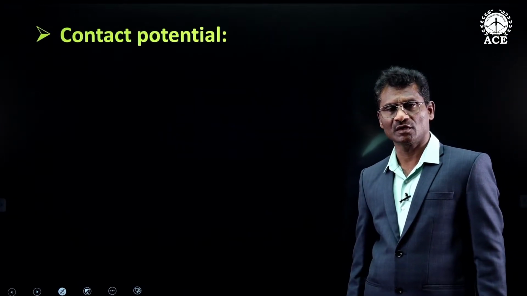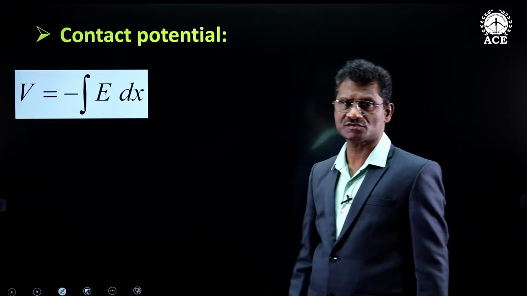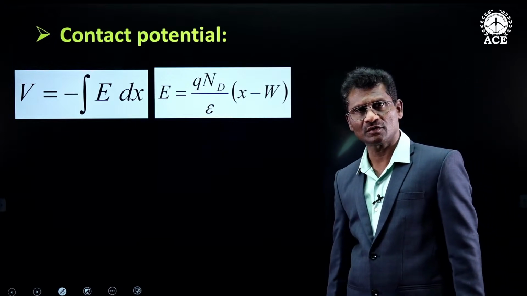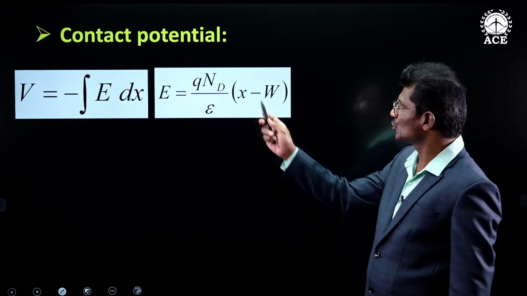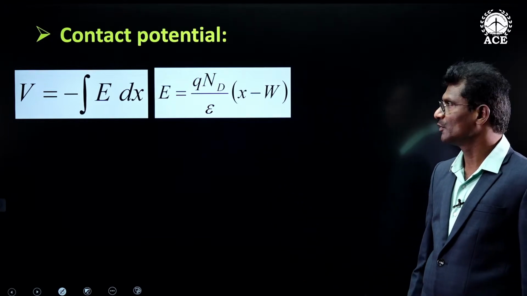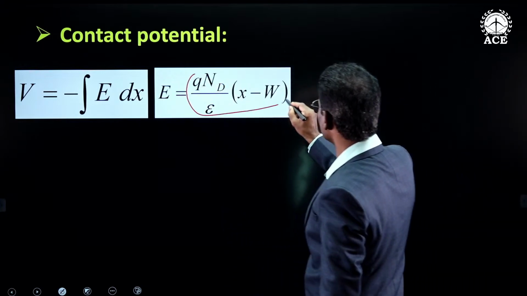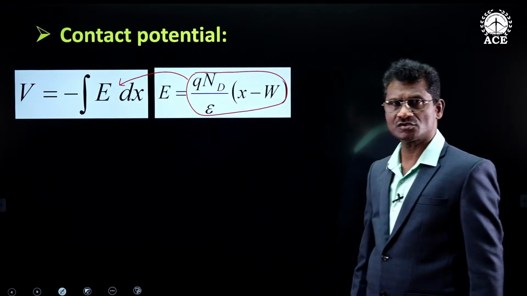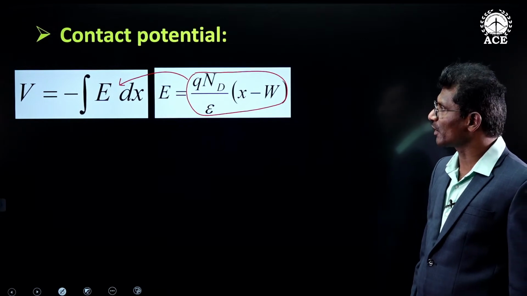Contact potential V by definition is minus of integral E dx. Just now we have derived the equation for electric field as q Nd by epsilon into x minus W. We'll substitute this value of electric field into this and then try to get the equation for V, voltage, contact potential.